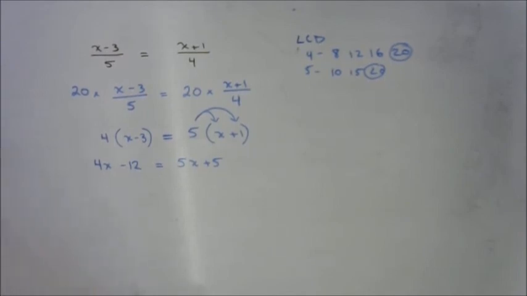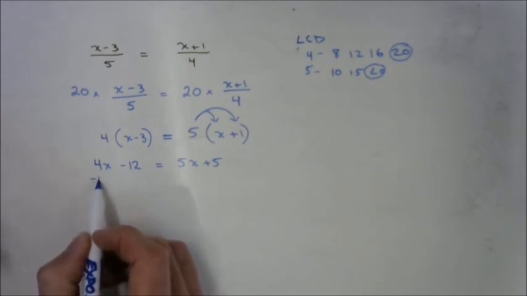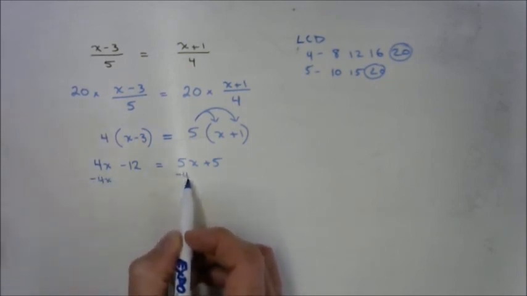Now, what are we doing now? What do you want me to do? Tell me what's next. We have to get x all on one side, collect our variable term all on one side. Which way would you like to move it? To the right. So we're going to subtract 4x from both sides.